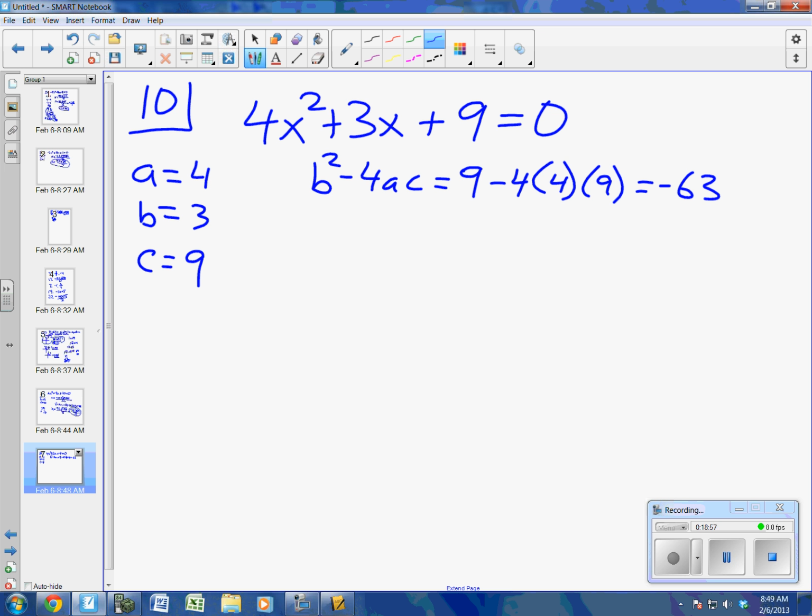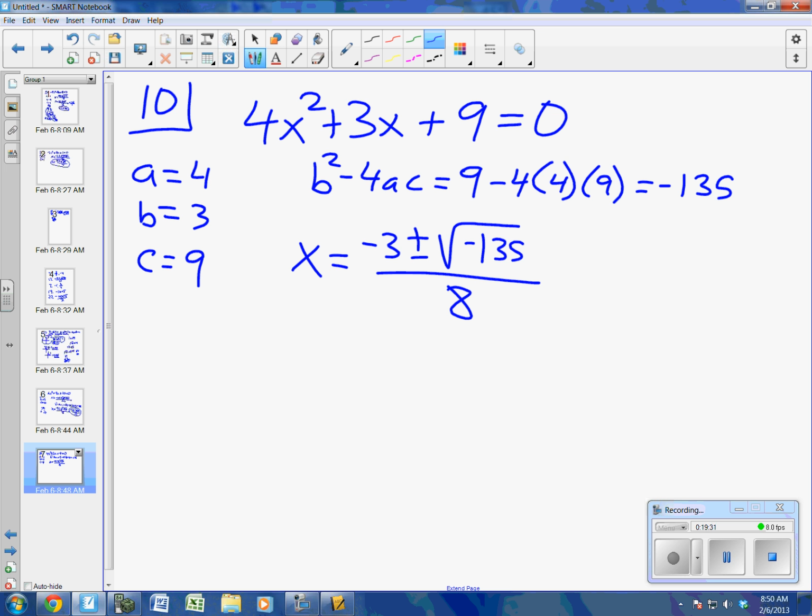You got negative 135? 4 times 4 is 16. I did that in my head. What did you get again? Negative 135. Okay, so x equals negative b. What would that be? Negative 3 plus or minus the square root of negative 135, all over 2 times 4, which is 8.